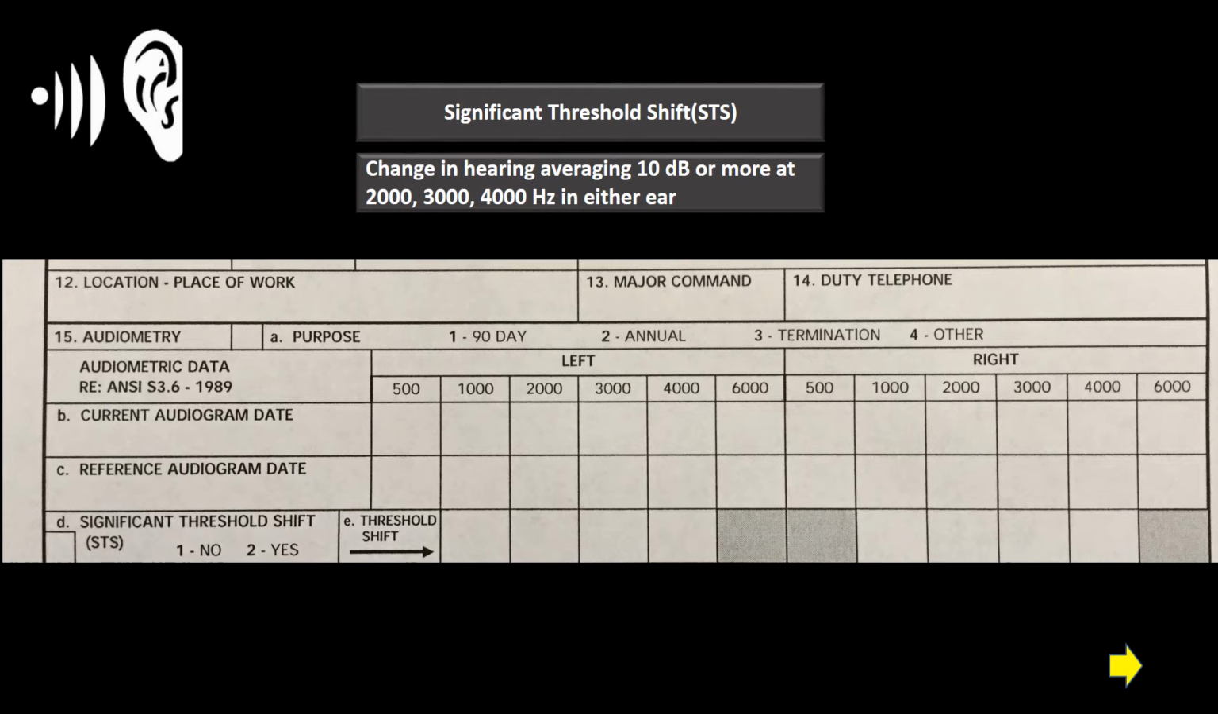So if you notice, we have a left ear and we have a right ear. These numbers right here are going to represent the hertz. And remember, the hertz refers to frequency, which is the pitch, the lowness to the highness of the sound. So this is a very low pitched sound, and this is a very high pitched sound. The DD2216 compares your reference audiogram, your 2215, to this new information we're about to get.